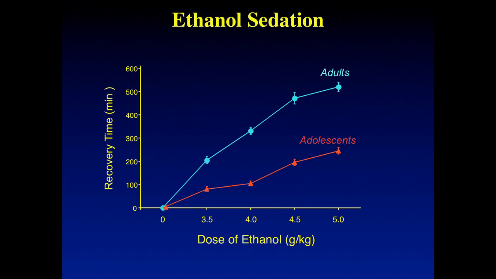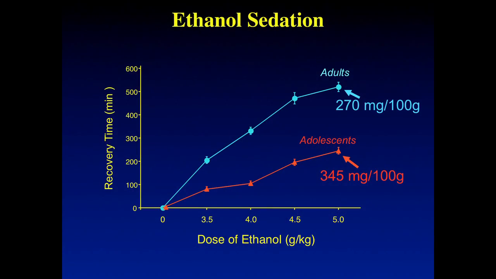These are the doses of ethanol. The adolescents are here, and the adults are here. You can see that it takes the adults about twice as long to recover from those challenge doses of alcohol than adolescents. Now, let me point out that this would be relatively boring to me if it were all just metabolic. Maybe the liver just metabolizes alcohol much more quickly in adolescents than adults.